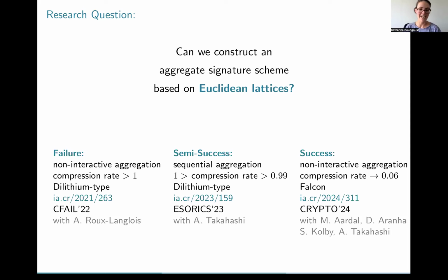And then I have a last result that is luckily a bit of a success, where we managed to non-interactively aggregate Falcon signatures. And this is a joint work with Marius Adal, Diego Arantxa, Sebastian Colby, and again, Akira Takahashi. And this is going to be presented at Crypto.